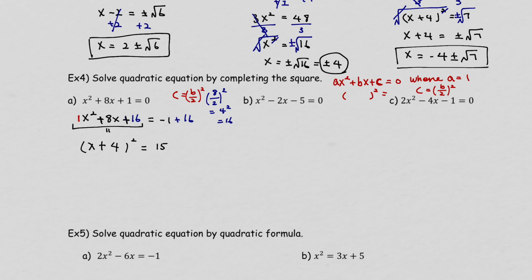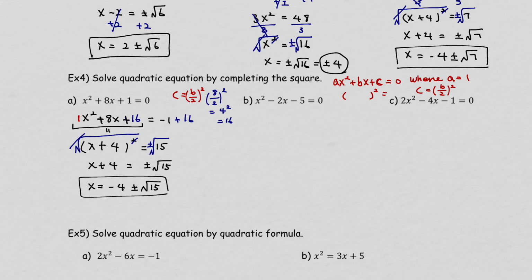Once we create the perfect square, now we can use the square root property. And simplified, you get x equals negative 4 plus or minus the square root of 15 for that problem.